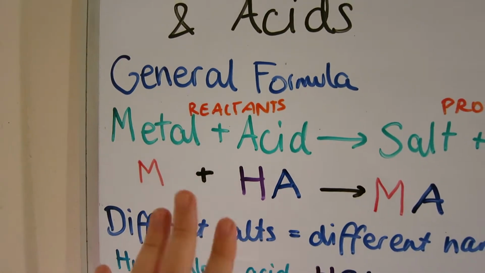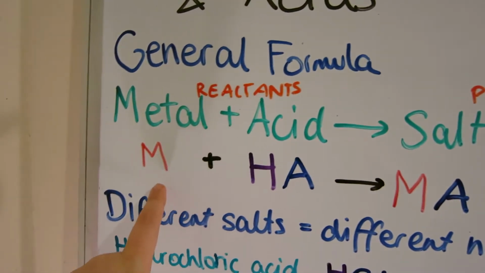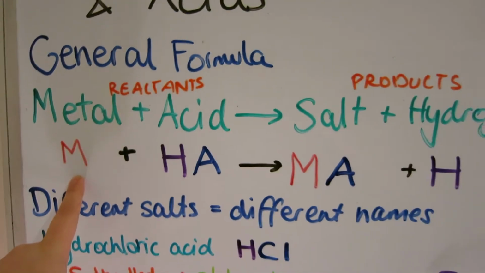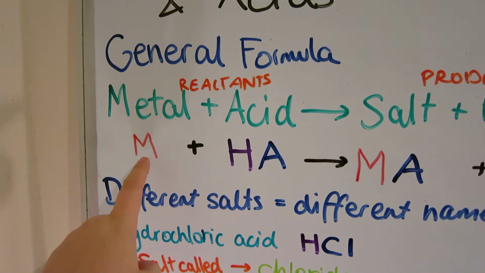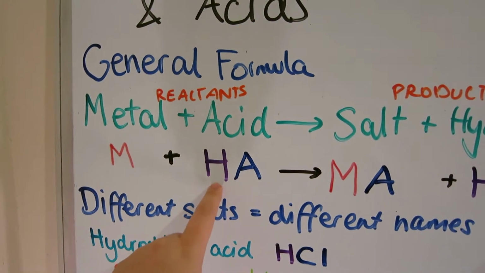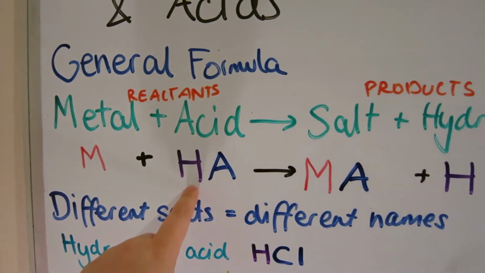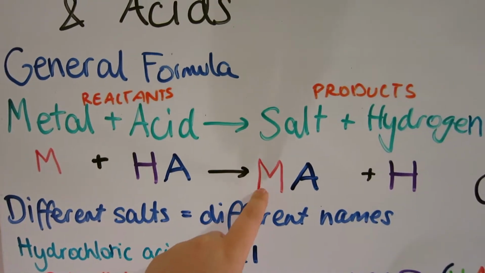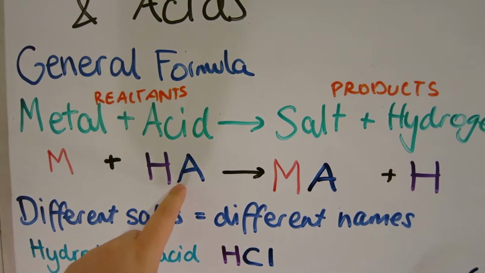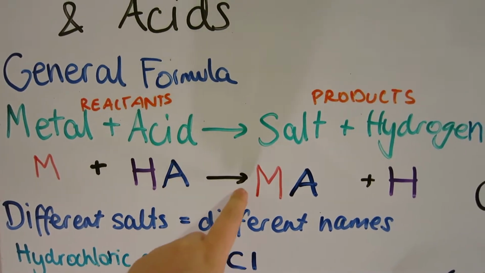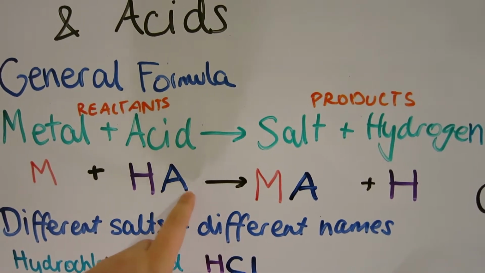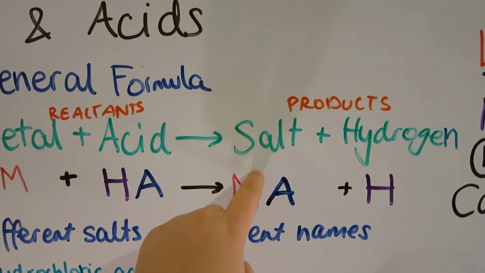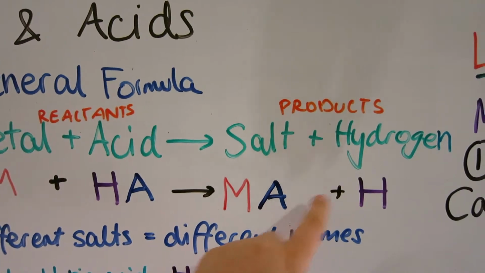So if we're just writing this in general form, just so you can see who gets to swap around, as I said, our metal works with our acid, which always has a hydrogen. Our metal swaps with part of the acid, so M and A come together to form our salt, and our hydrogen gets booted out.